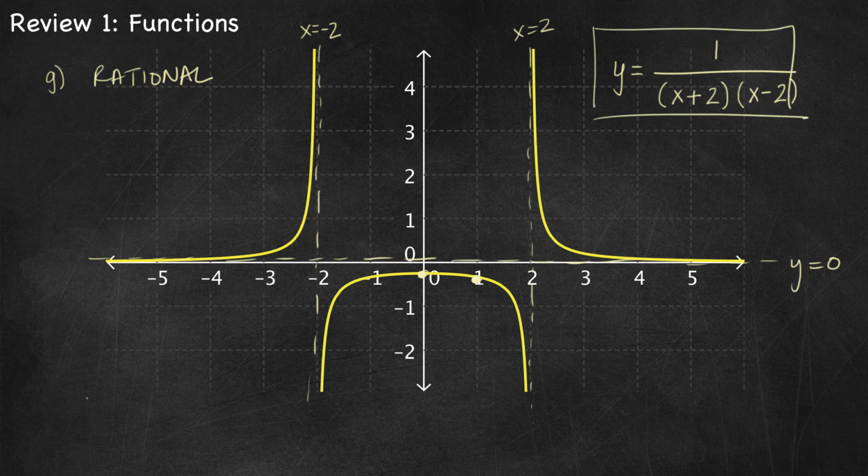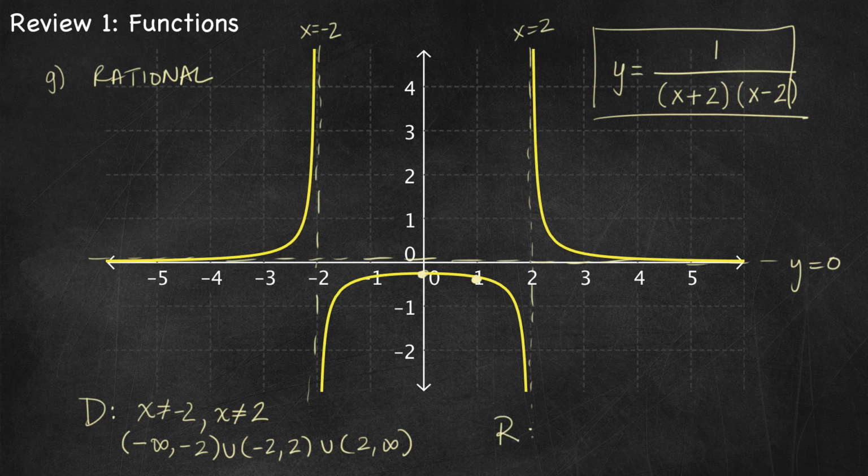Now the domain for this function is all real numbers except those 2 points where I have vertical asymptotes. So all real numbers except -2 and 2. We can simply just write x is not equal to -2, x is not equal to +2. Or if we wanted to do interval notation, we would say -∞ to -2, union -2 to +2, union 2 to infinity.